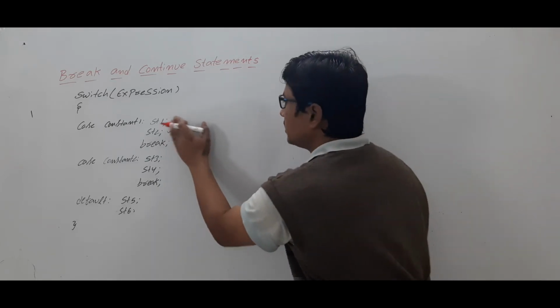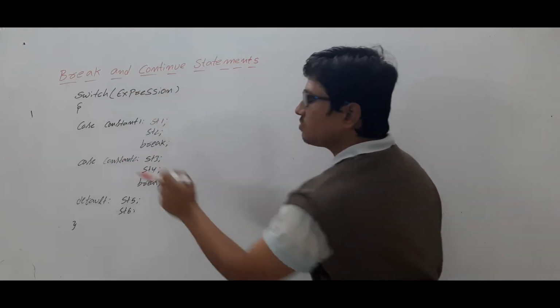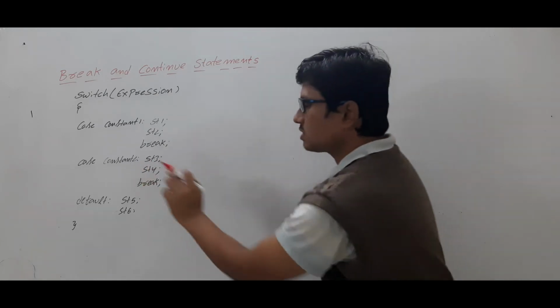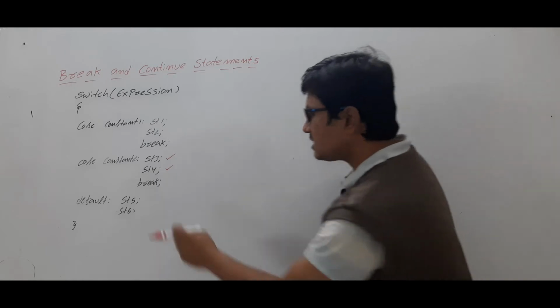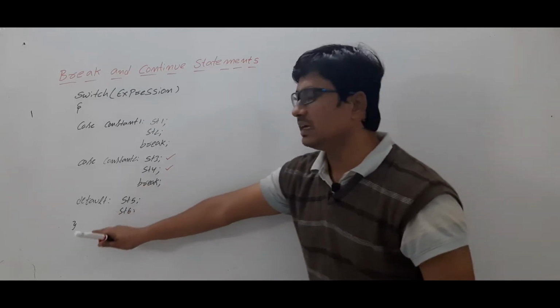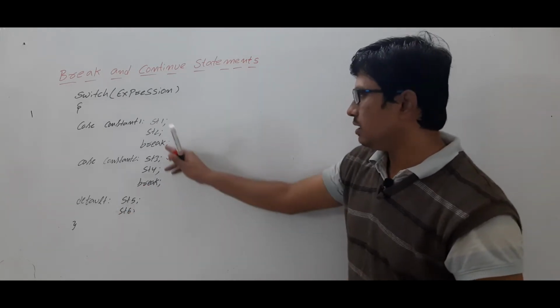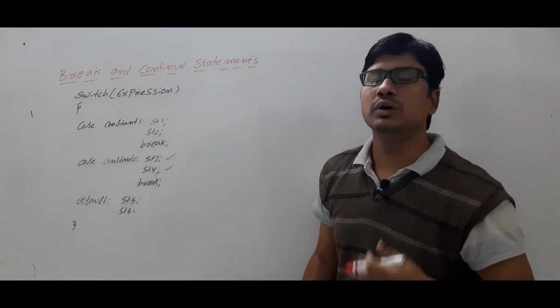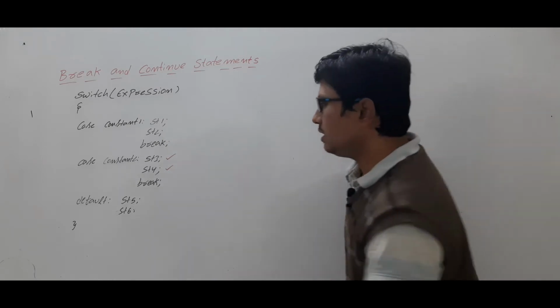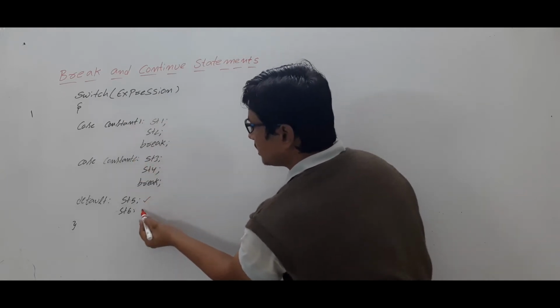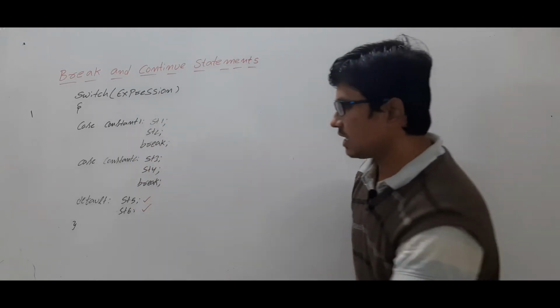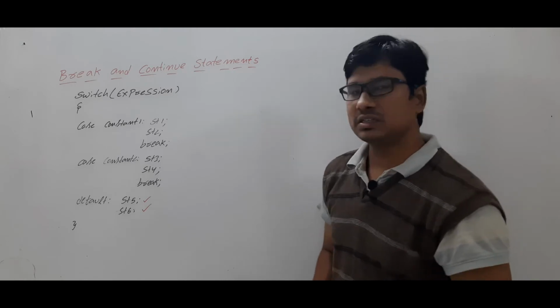Suppose this expression is matching with the case constant 2, then it will execute these statements. As there is a break here, it will end the switch statement. So the purpose of the break here is to end the switch statement. If it is not matching with these two, then it will execute statement 5 and statement 6, and it will end the switch statement.